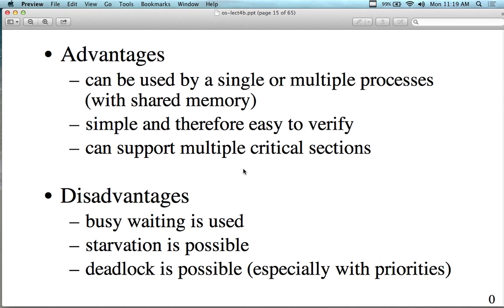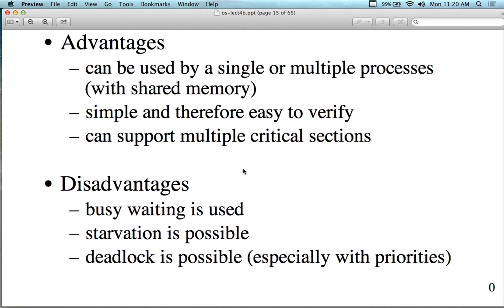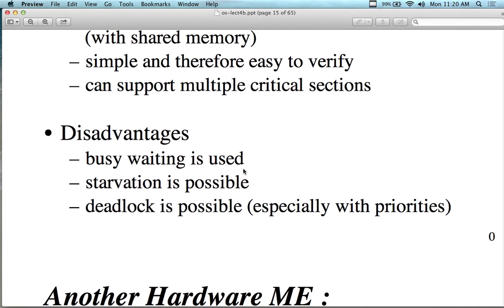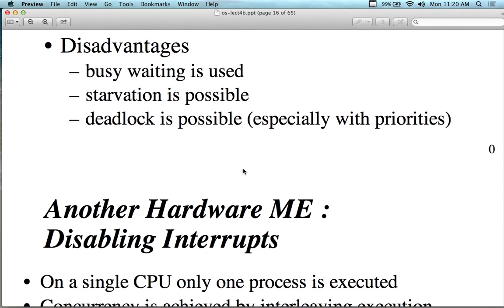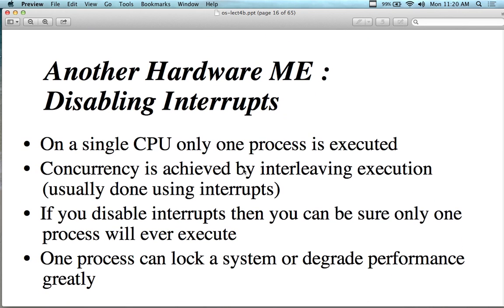If one process is able to check it, set it, and then check it, set it, keep setting it, then you might actually have other processes that can't use it at all because it's starving. And deadlock is also possible, especially with priorities, if you have two processes trying to change the hardware simultaneously.